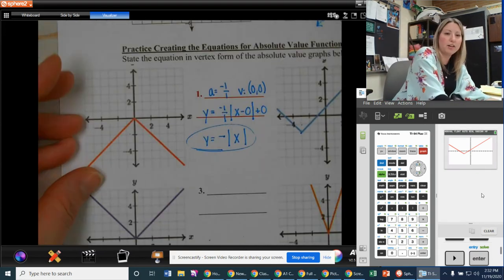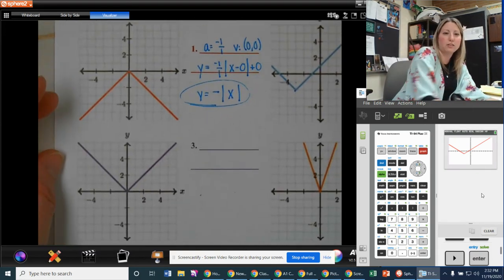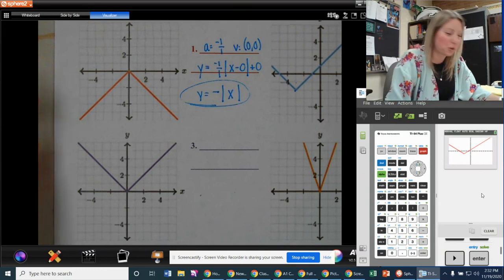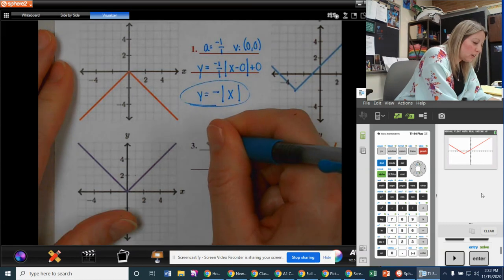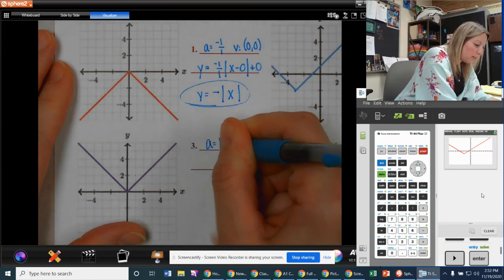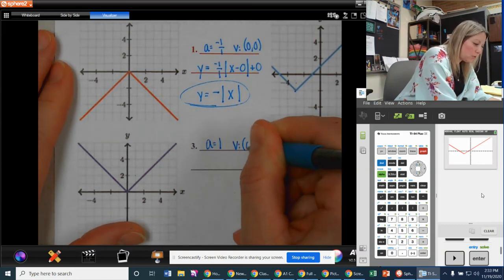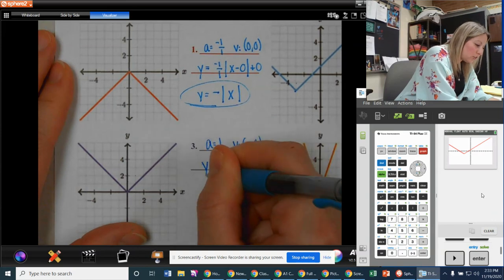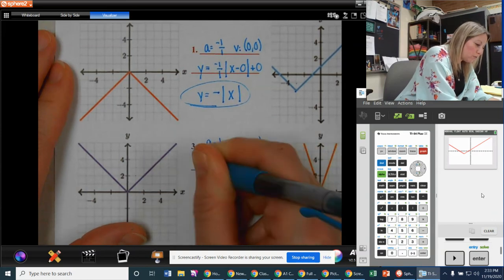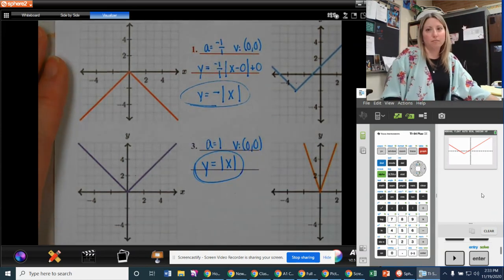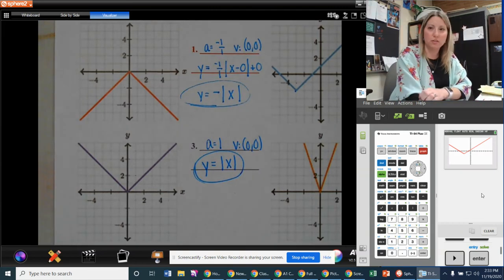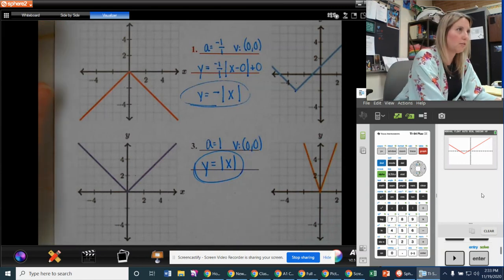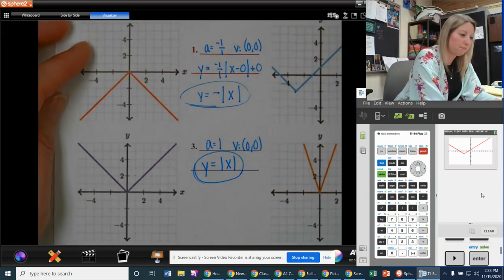So let's go again right here. And this one's just fantastic. I mean, count the slope. Up 1, right 1. This is a slope of 1 and a vertex of 0, 0. So this is the basic absolute value function. That's the basic absolute value function. I gave you that one on purpose to show you that's a possibility. You never know. That's the parent function right there.